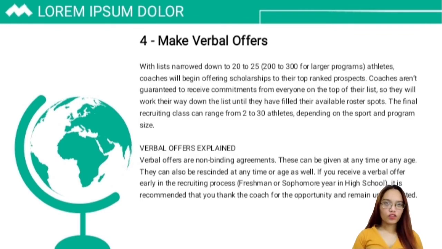With the list narrowed down to 20 to 25 athletes, coaches will begin offering scholarships to their top-ranked prospects. Coaches aren't guaranteed to receive commitments from everyone at the top of their list, so they will work their way down the list until they have filled their available roster spots. The final recruiting class can range from 2 to 30 athletes depending on the sport and program size.